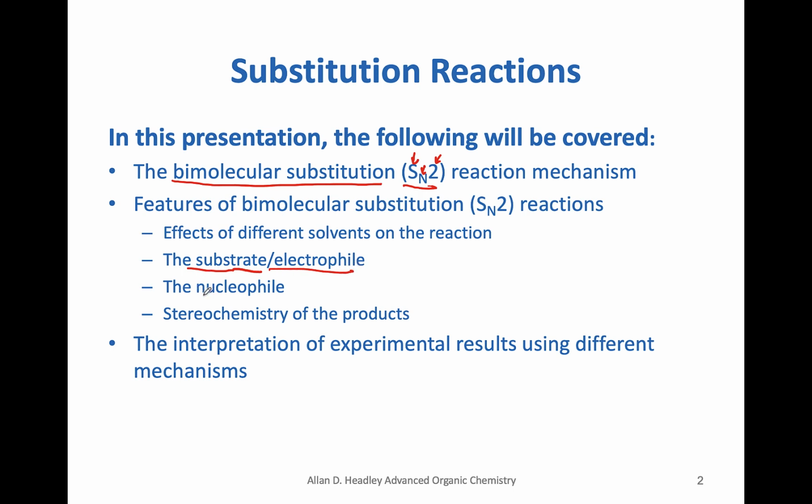And then we look at the nucleophile. What are the characteristics that make for a good nucleophile? Then we look at the stereochemistry of these products. The stereochemistry here, as you will see, will be different from the stereochemistry of SN1. Here it's going to be inversion. And of course, we'll conclude by looking at some applications of this type of mechanism.